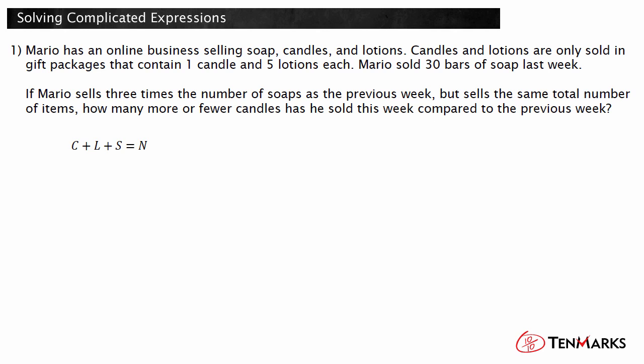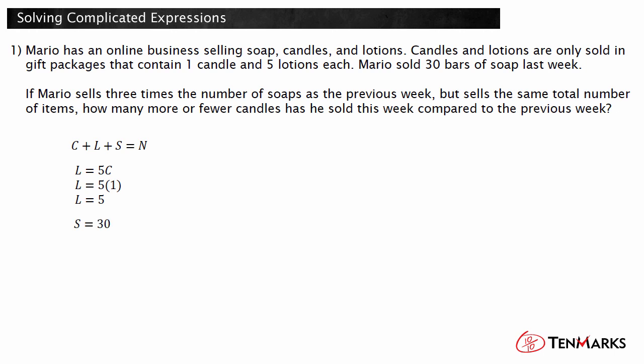1 candle is packaged with 5 lotions, so we also know that for every candle sold, 5 lotions will be sold. This means that the number of lotions sold is always 5 times the number of candles sold. You can see that this is correct by substituting 1 for C and seeing that for 1 candle we have 5 lotions, L equals 5C. Therefore, L equals 5 times 1, so L equals 5. Finally, the number of soap bars sold last week is 30, so S equals 30.